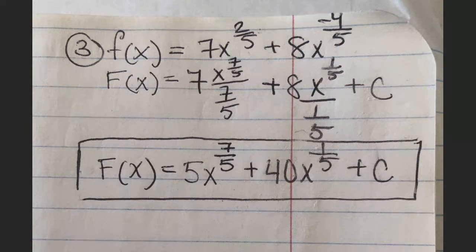I got 8x to the power of 1/5 divided by 1/5. And then we need to add a constant, so plus c. And then I simplified by using KCC, like keep change. I divided it, and then I got capital F of x equals 5x to the power of 7/5 plus 40x to the power of 1/5 plus c.